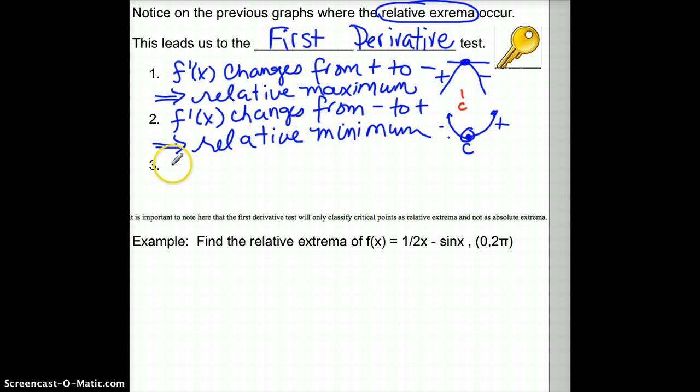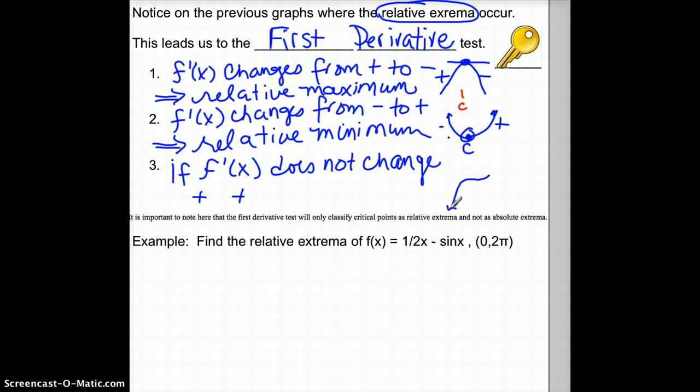Now, if there is no change, if f prime of x does not change, so you find your critical point, where the derivative equals 0, and you test to the left of it and to the right of it, and suppose it was positive, and then still positive. What that means about the original function is that it was increasing, had a derivative of 0, and instead of turning back down, it went back up, which means you didn't hit a relative maximum or minimum. What some books will call that is a saddle point, but our book doesn't.